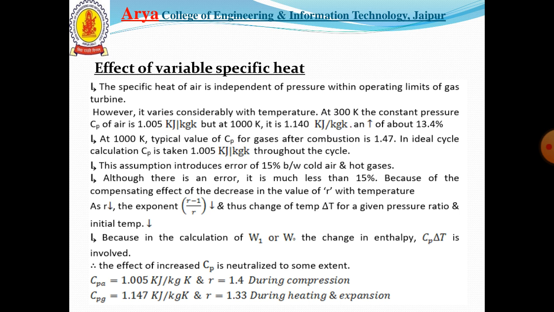Also, the effect of the increased Cp is neutralized to some extent, as Cpa equals 1.005 kilojoule per kg Kelvin and R equals 1.4 during the compression, and Cpg for gas equals 1.147 kilojoule per kg Kelvin and R equals 1.33 during the heating and expansion.